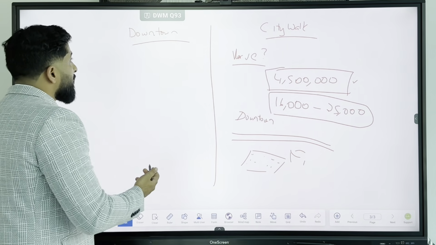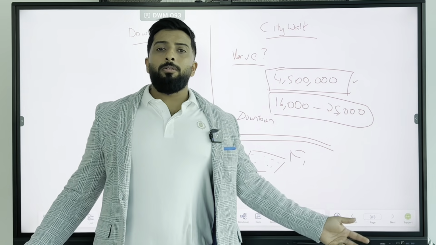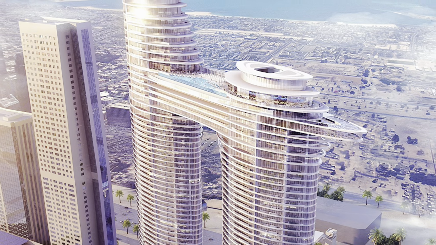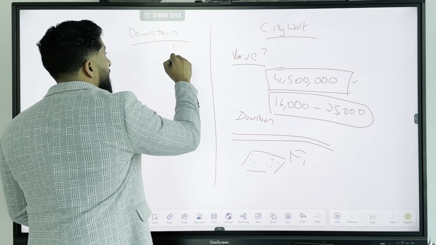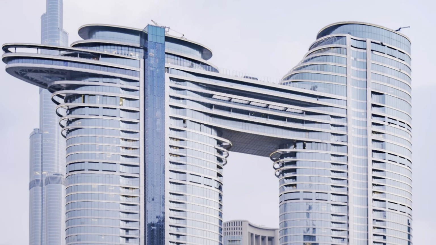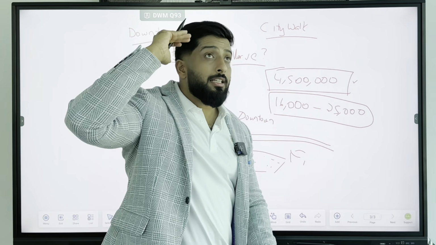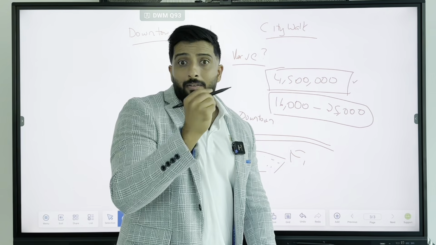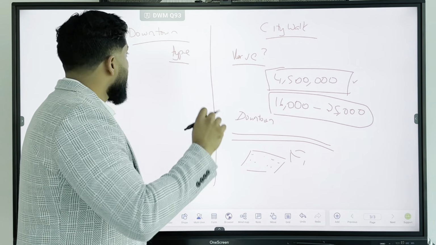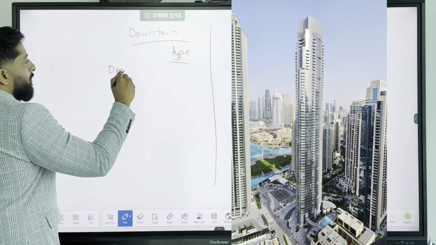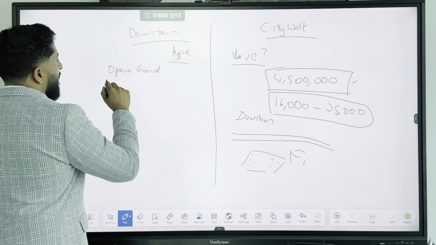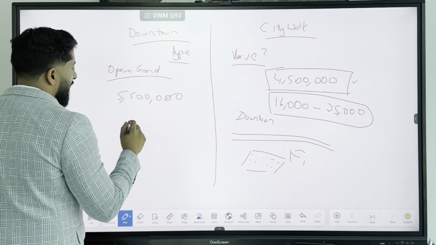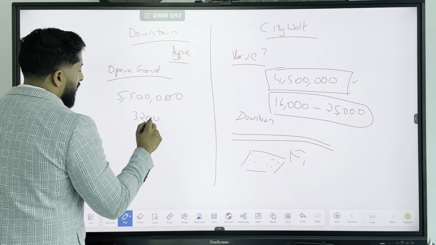For example, in Downtown, what is the most popular building? The most popular is probably Address Sky View, right? And hence that has the hype. And hence the prices in Address Sky View are always at their peak at this stage, right? So now after peaking, the graph slows down. So let's say an Opera Grand, right? Beautiful building, fantastic location. I love it. A 2 bed is what, 5.5 million, and we're looking at around 3,200 dirham per square foot.